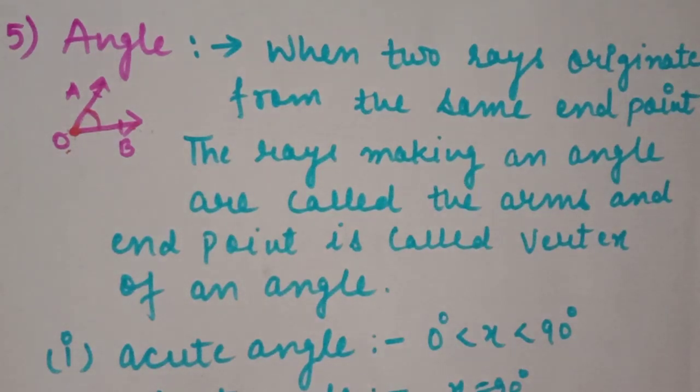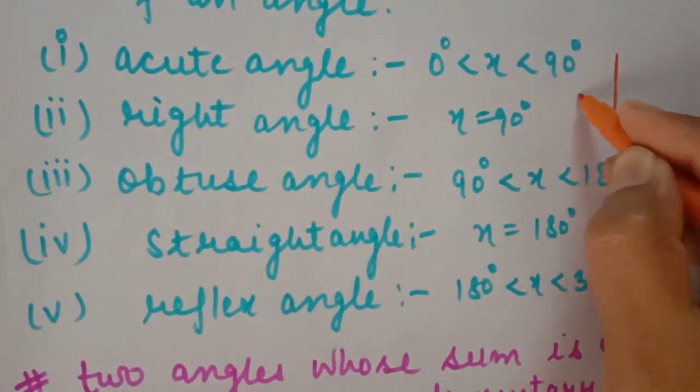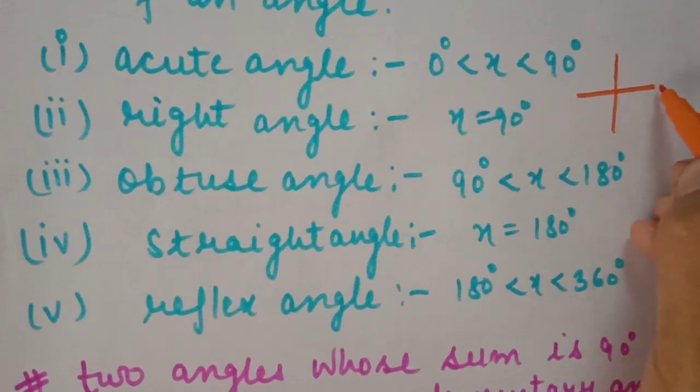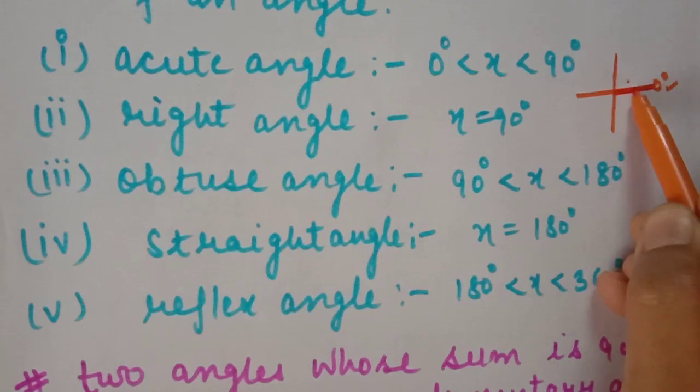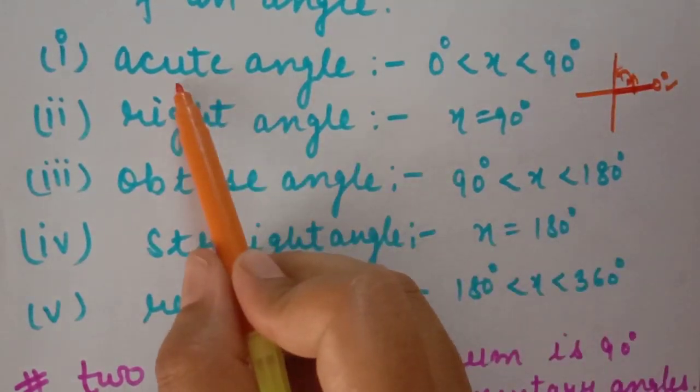Now the question is, how many types of angles do we have? We have so many types of angles. So we will revise all those types also. These are the types of angles. If we study these types of angles like this, we have 0 degree here. What is the angle of 0 degree? Whose measure is 0, we call it 0 degree.